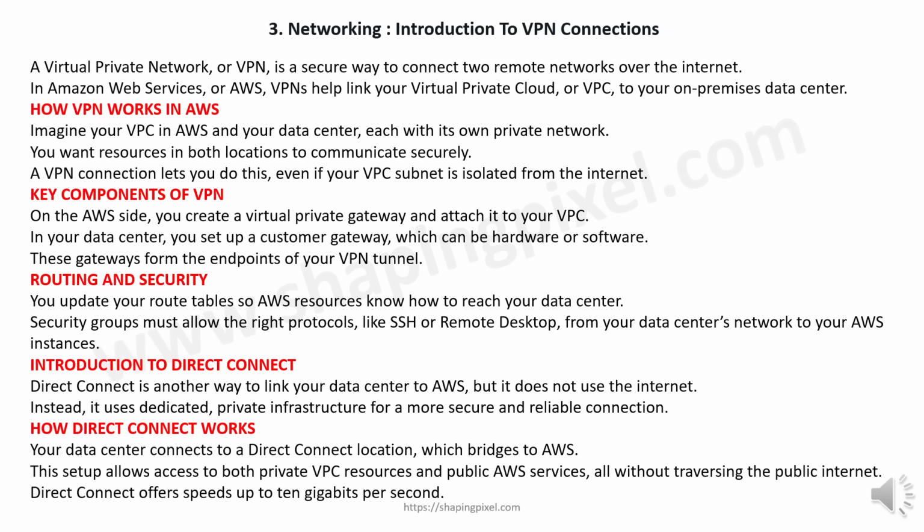instances. Direct Connect is another way to link your data center to AWS, but it does not use the internet. Instead, it uses dedicated private infrastructure for a more secure and reliable connection. Your data center connects to a Direct Connect location, which bridges to AWS. This setup allows access to both private VPC resources and public AWS services, all without traversing the public internet. Direct Connect offers speeds up to 10 gigabits per second.